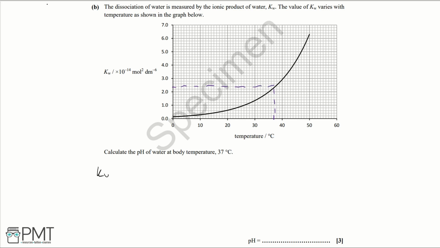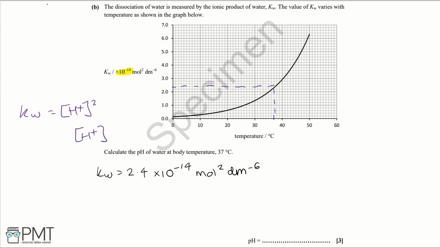So our Kw value, if we quickly jot this down, is 2.4 times 10 to the negative 14, and that's because of the units of the graph, moles squared decimeters to the minus 6. Then we're going to use the equation Kw equals H plus squared, and that's because we're assuming that H plus and OH minus are the same concentration. So that's another way of writing this equation.